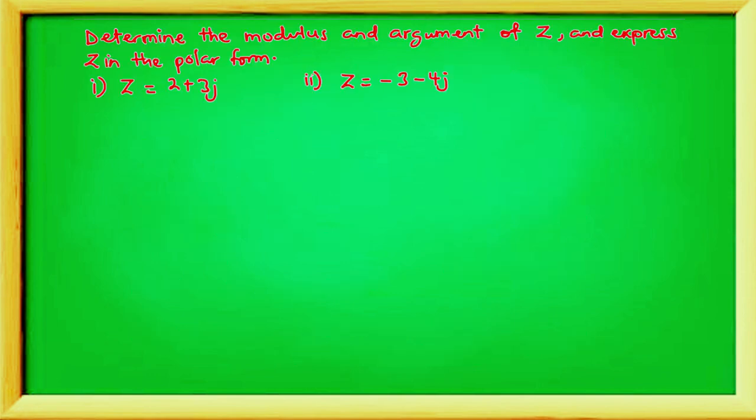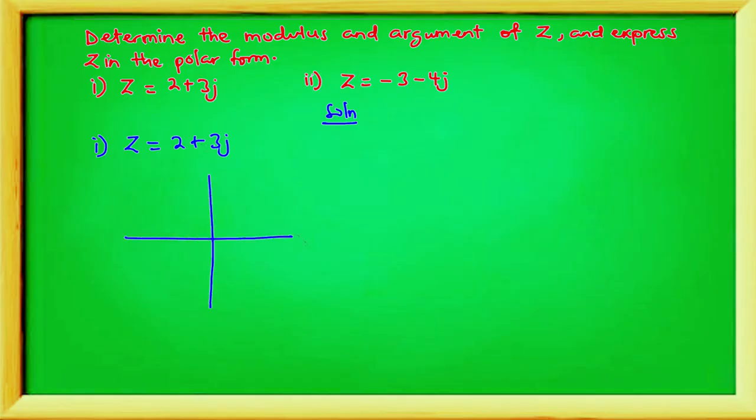Determine the modulus and argument of z and express z in the polar form. So for part i, we have z to be 2 plus 3j. Now, this is the rectangular representation of the complex number. We need to convert this to the polar form. So in order to do that, first of all, we need to draw the Argand diagram. We need to represent this complex number in the Argand diagram.